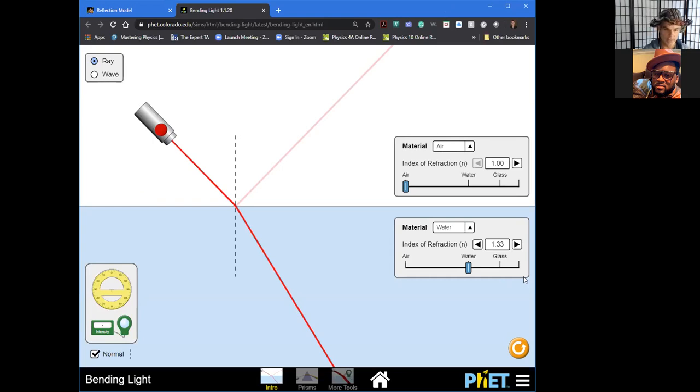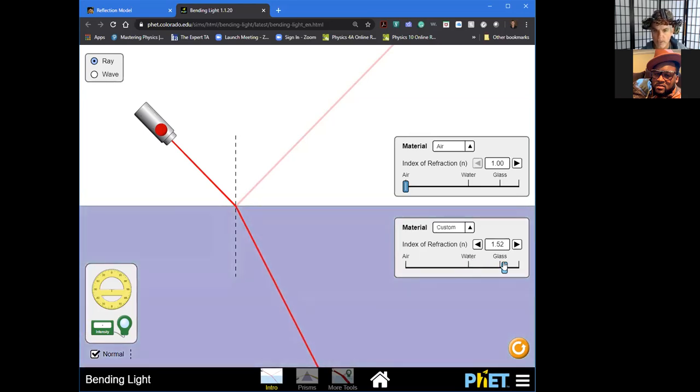The reflected light obeys the law of reflection. So this angle here is the angle of incidence, and this angle here is the angle of reflection. Let me make this material a little bit bigger. The one thing we didn't go through before is that when light is transmitted through a material, like from air to glass, from glass to air, or from air to water, that light can bend. We call the bending of light as it passes from one transparent material to another refraction.